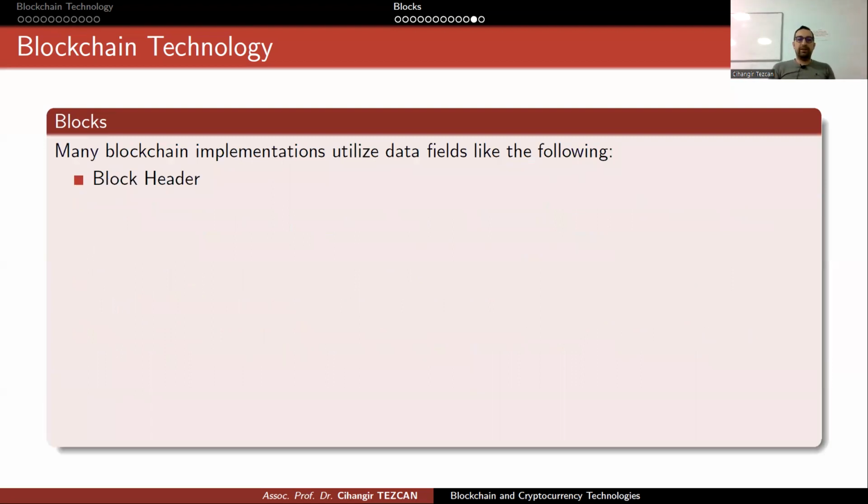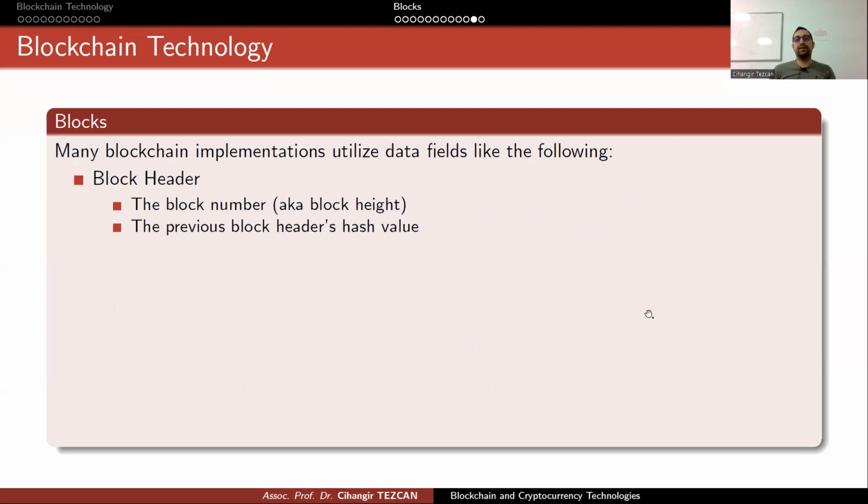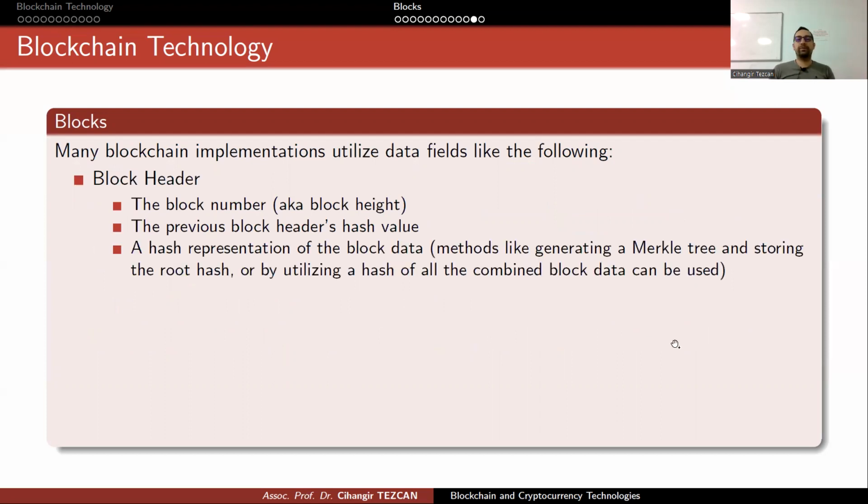Many blockchain implementations utilize data fields like the following: block header, which contains the block number, also known as block height, the previous block header's hash value, and a hash representation of the block data. Methods like generating a Merkle tree and storing the root hash, or utilizing a hash of all the combined block data, can be used. So it is up to you. But in Bitcoin, you use a Merkle tree.